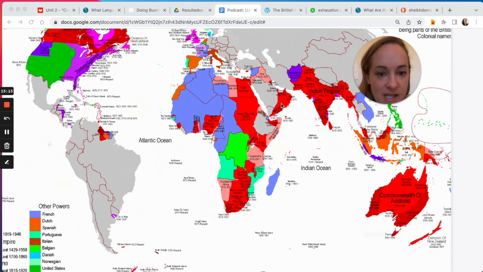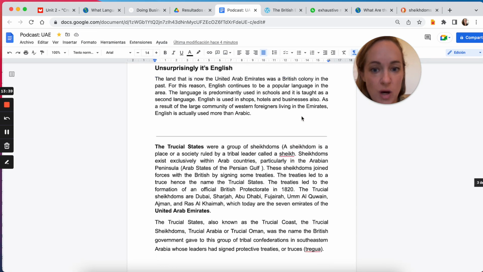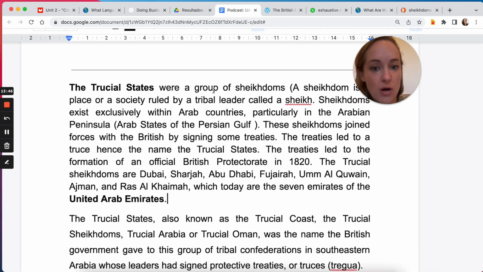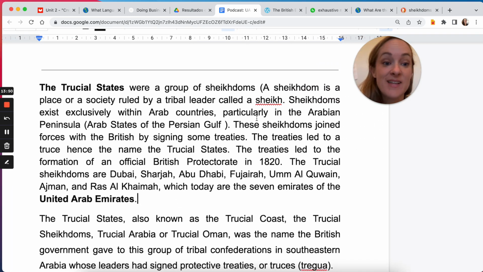So, looking closely at the map of the British Empire, if we zoom in on this red area to the southeast of the Arabian Peninsula, you can see here the word Trucial. So, in the past, there were a group of Trucial states. The Trucial states were a group of sheikdoms. So, what is a sheikdom? A sheikdom is a place or a society ruled by a tribal leader called a sheikh.